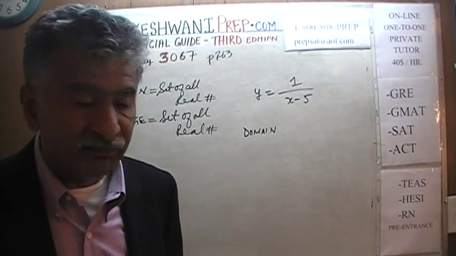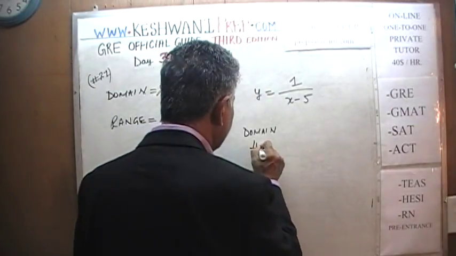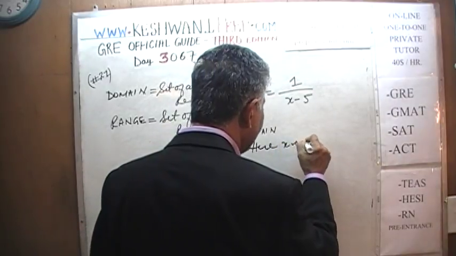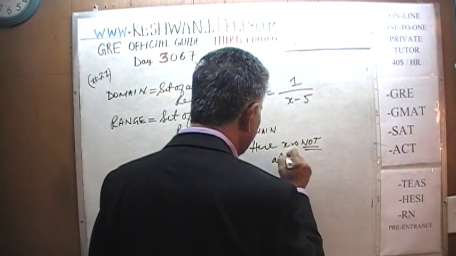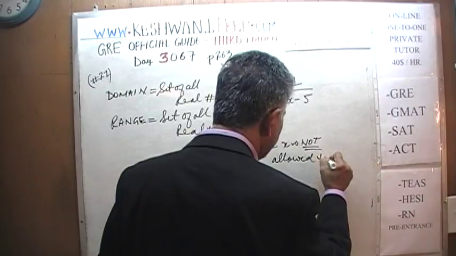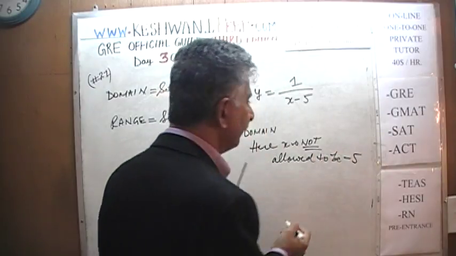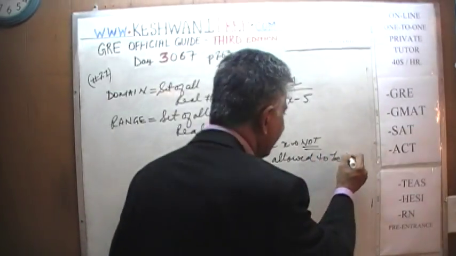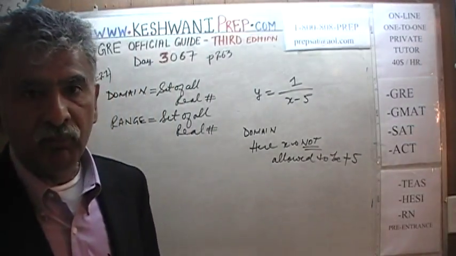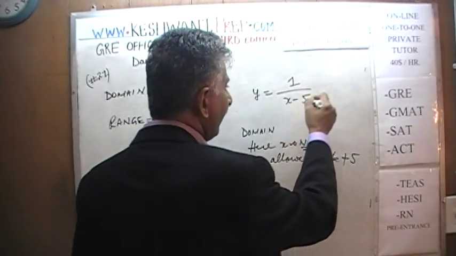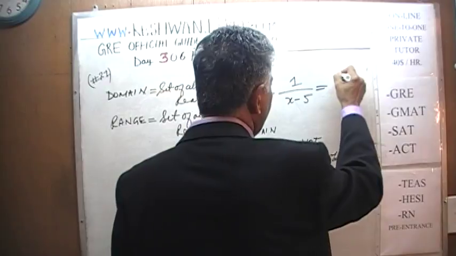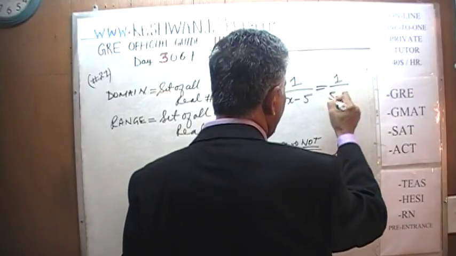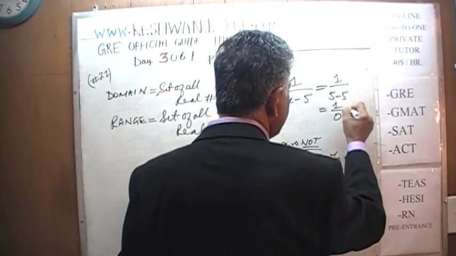Are there any limitations on x? The answer is yes. Here, x is not allowed to be positive 5. Why? Because if x were positive 5, we'll end up with 5 minus 5, which is 1 over 0, which is undefined.